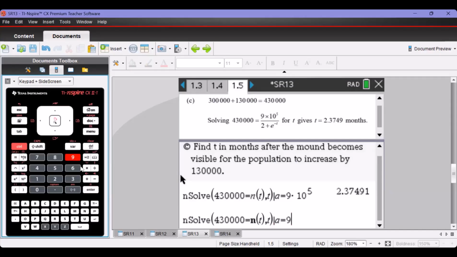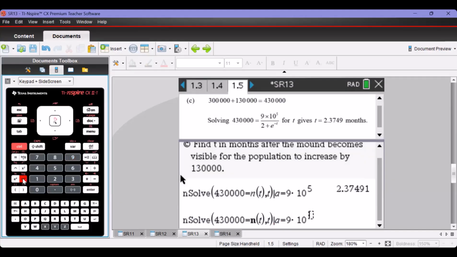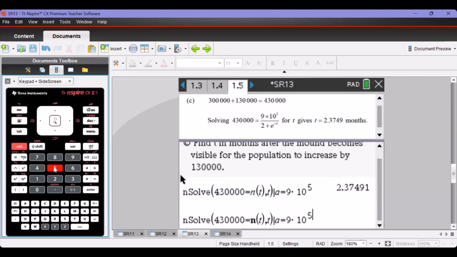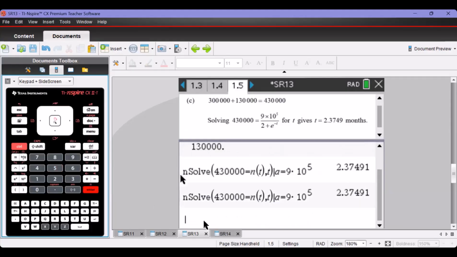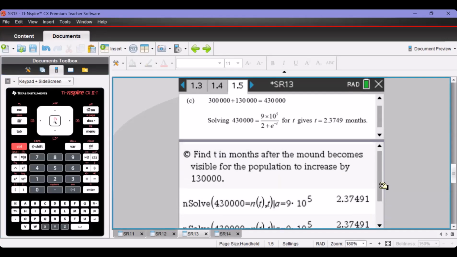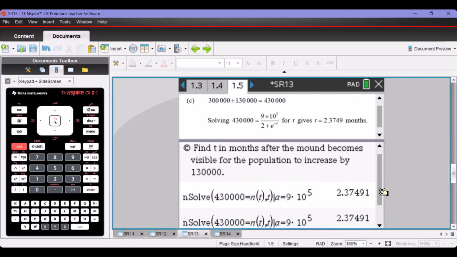to the power of 5, and press enter, and that gives you the time that it takes for the number of termites that become visible to increase by 130,000 from that initial amount of 300,000 to become 430,000. So we suggest that the model is telling us that it takes 2.3749 months for that to occur.